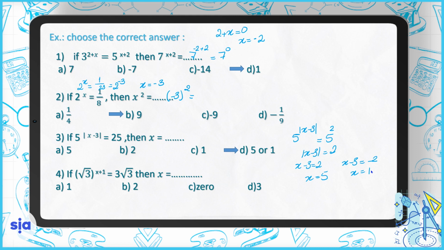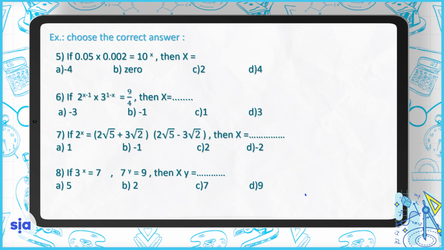Question 4. The square root of 3 to the power of x plus 1 equals 3 times the square root of 3. What is the value of x? Square root of 3 to the power of x plus 1 is equal to, this one is square root of 3 to the power of 2 multiplied by the square root of 3 to the power of 1. So it is equal to the square root of 3 to the power of 3. So x plus 1 is equal to 3. Then automatically we can see that x equals 2.